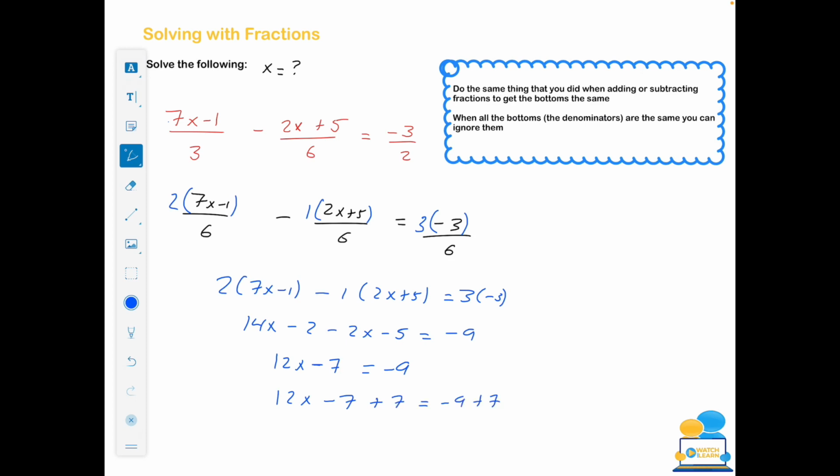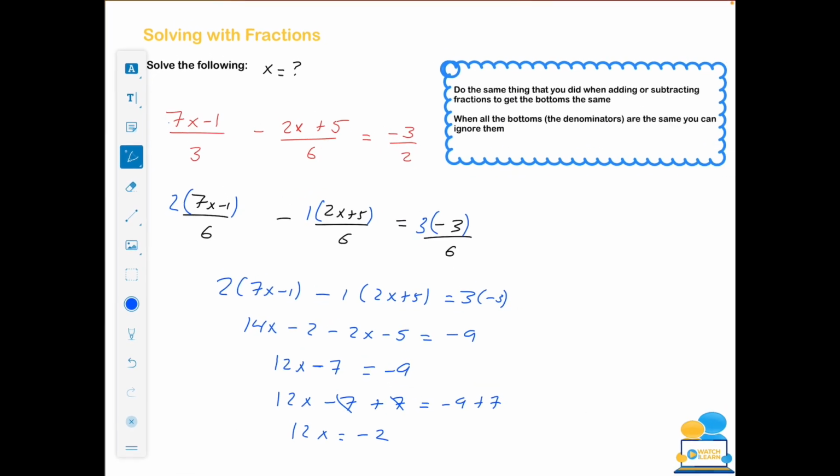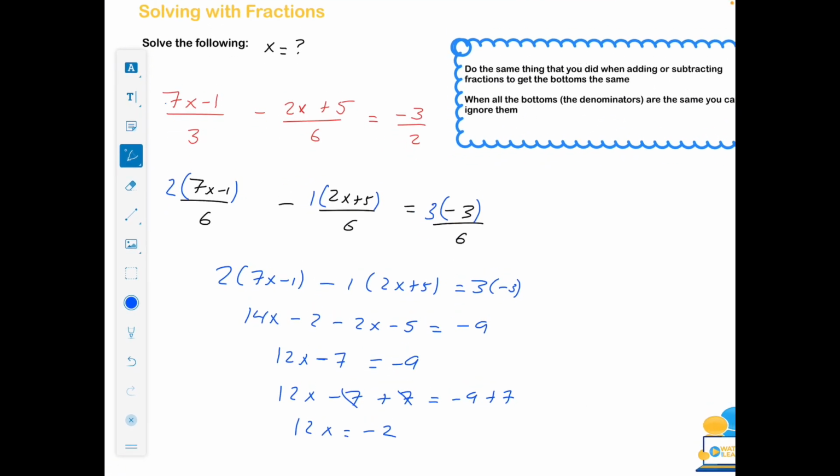You may have been taught to think about that differently. You may have been taught that you just bring it over to the other side and it changes to a plus. Whatever way you've been taught or whatever way you understand it, the way I'm going to explain it is you add 7 to both sides. So they're going to cancel out, and we'll get 12x is equal to minus 9 plus 7. Minus 9 plus 7 will be minus 2, which leaves us with 12x equal to minus 2.